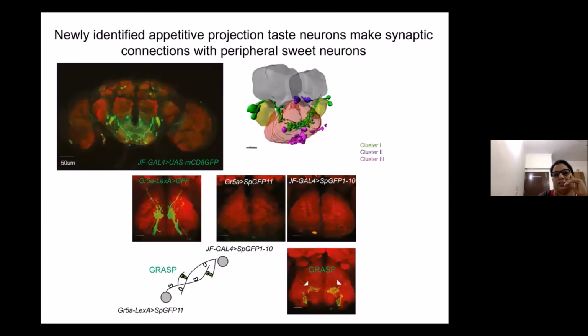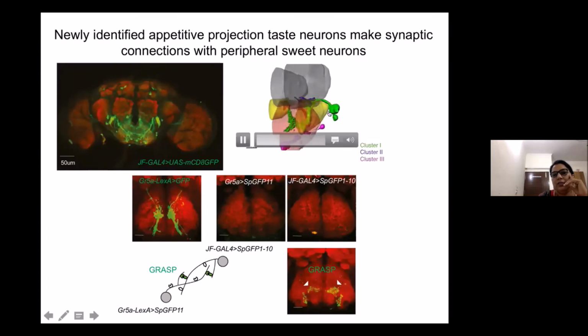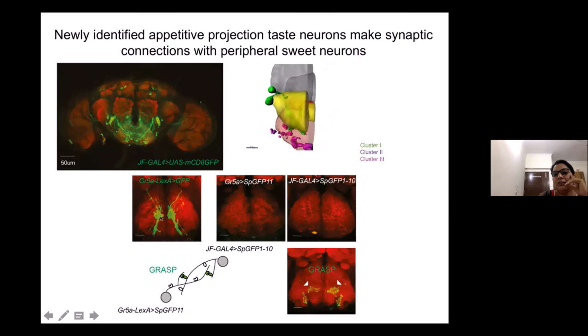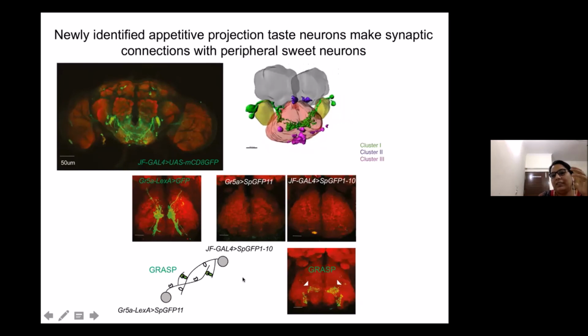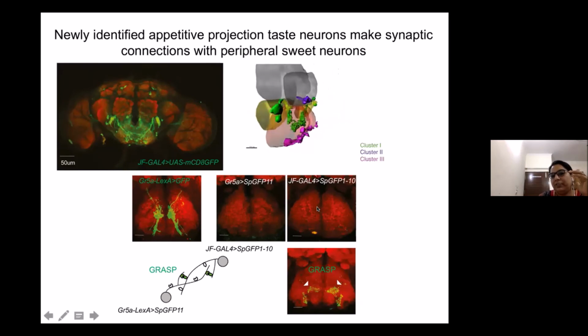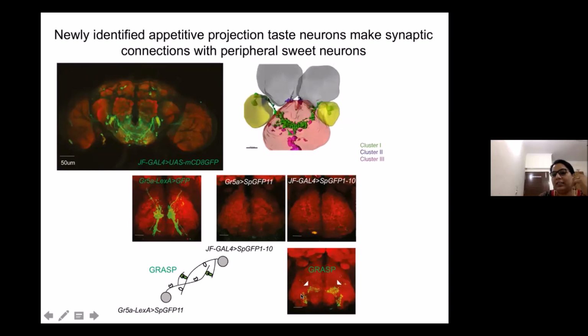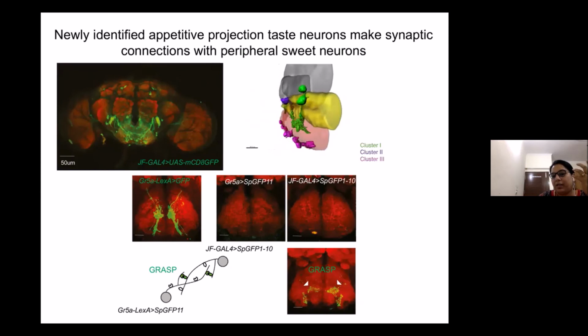One such circuit that I'm showing you here: the cells in green belong to cluster 1, and these neurons make synaptic connections with the peripheral sweet taste neurons. We used a technique called GRASP. Basically, we use different fragments of GFP, and only if these fragments come together and shake hands like this, you will see a signal here, which suggests that these neurons are synaptic partners.